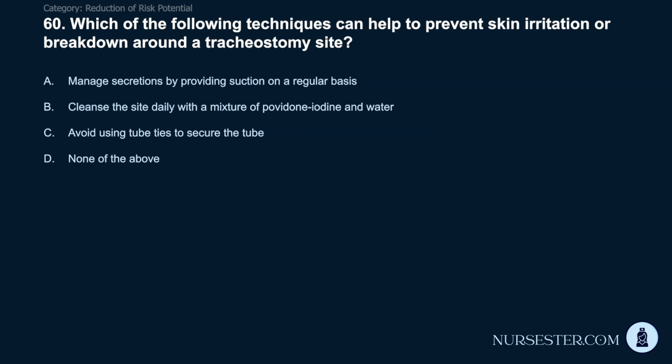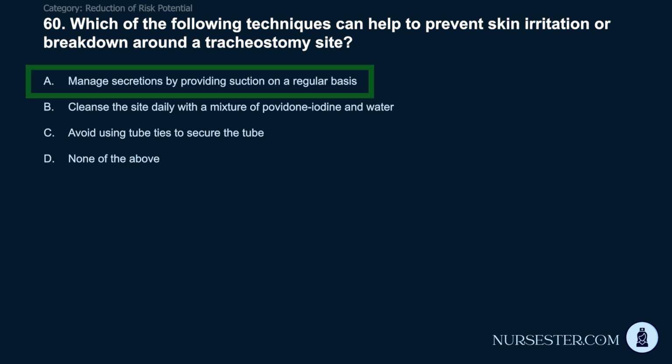60. Which of the following techniques can help to prevent skin irritation or breakdown around a tracheostomy site? A. To manage secretions by providing suction on a regular basis. B. Cleanse the site daily with a mixture of povidone iodine and water. C. Avoid using tube ties to secure the tube. D. None of the above.